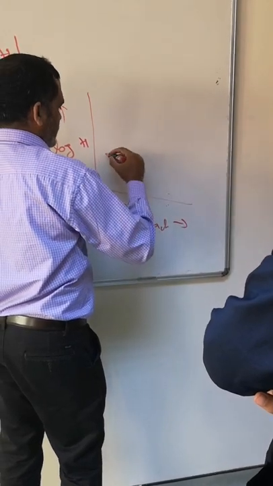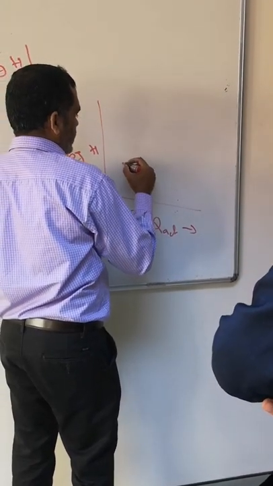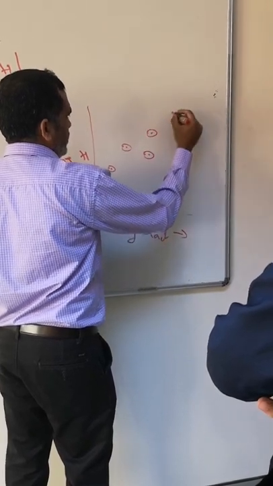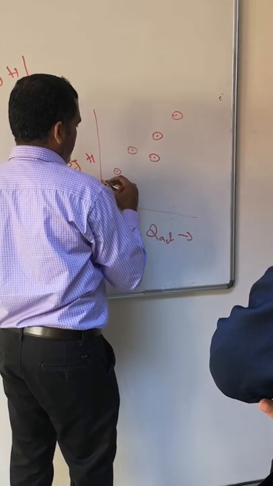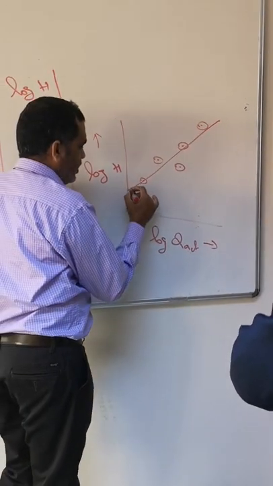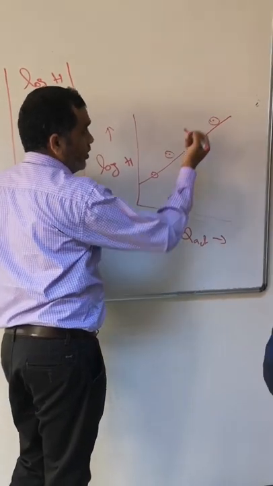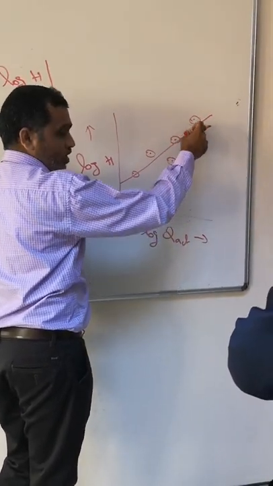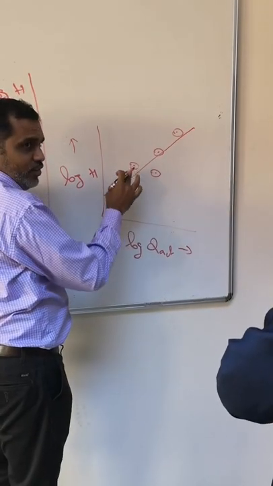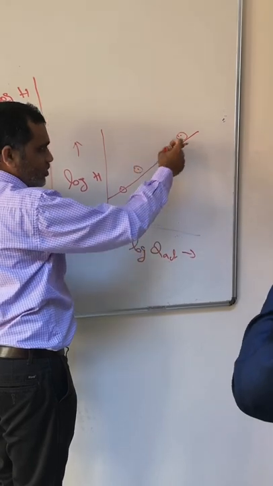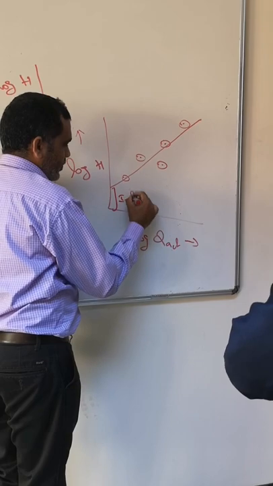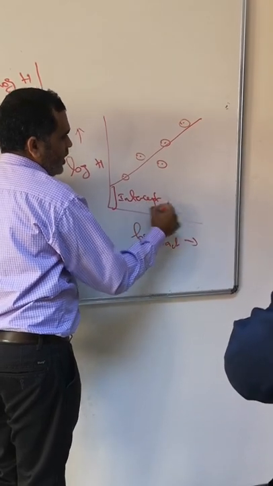You will get 5 points, and you join the points to make a straight line. That's very important. You should have a minimum of 3 points to connect a straight line. If it is only 2 points, you can connect anything. Then from the intercept, you can calculate the coefficient of discharge.